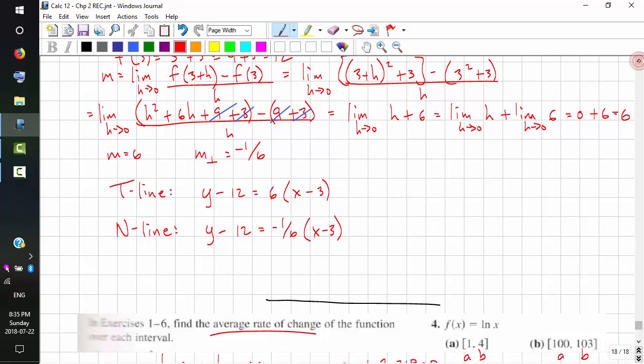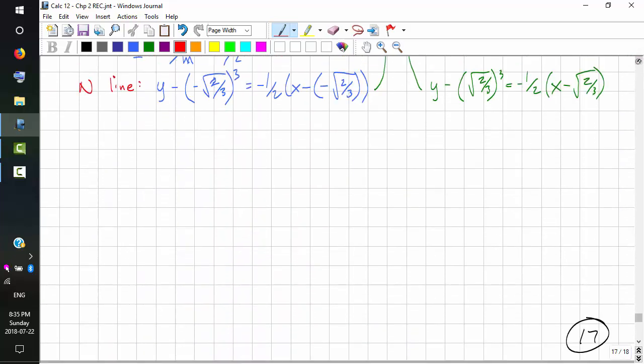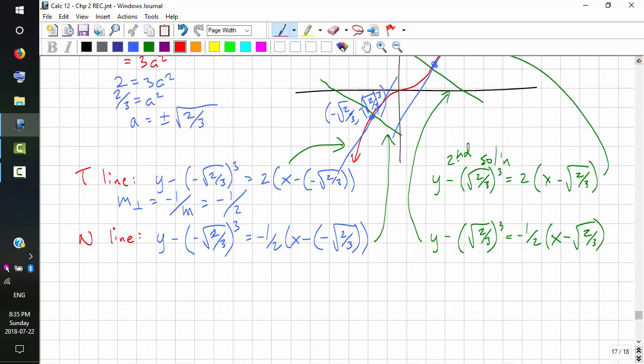And up here, I know this looks messy, but it's more meaningful. Do not convert these to decimal values. These should be left as radicals, so your answer is exact. And that completes this lesson.